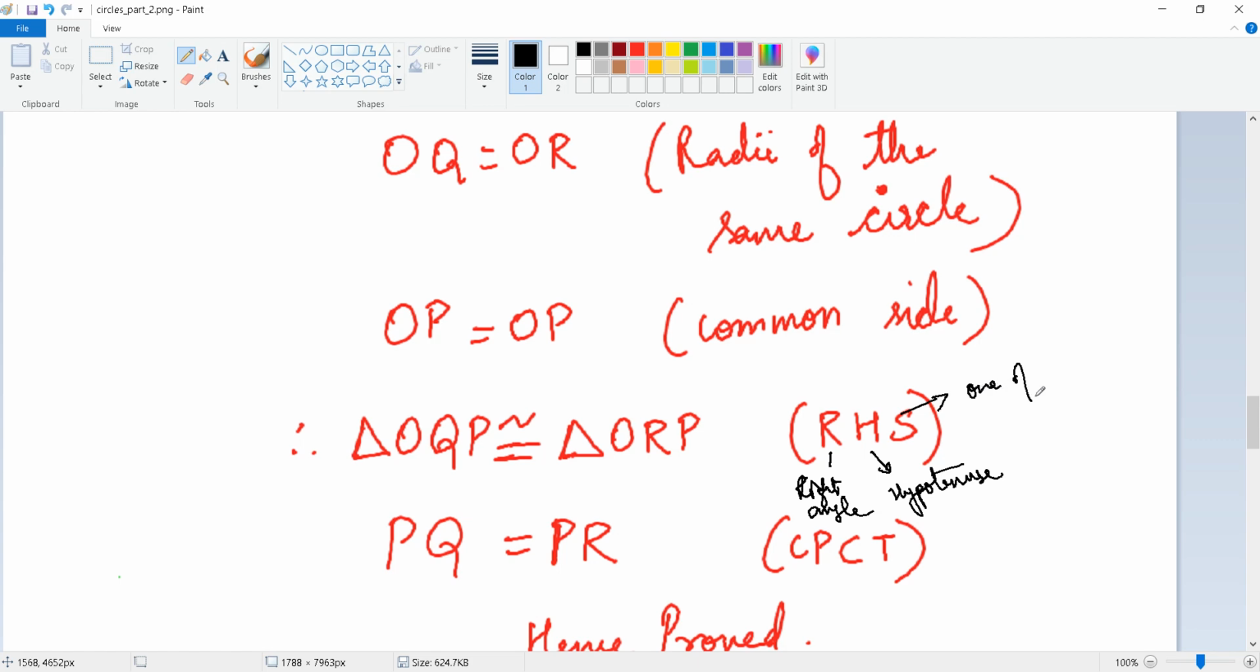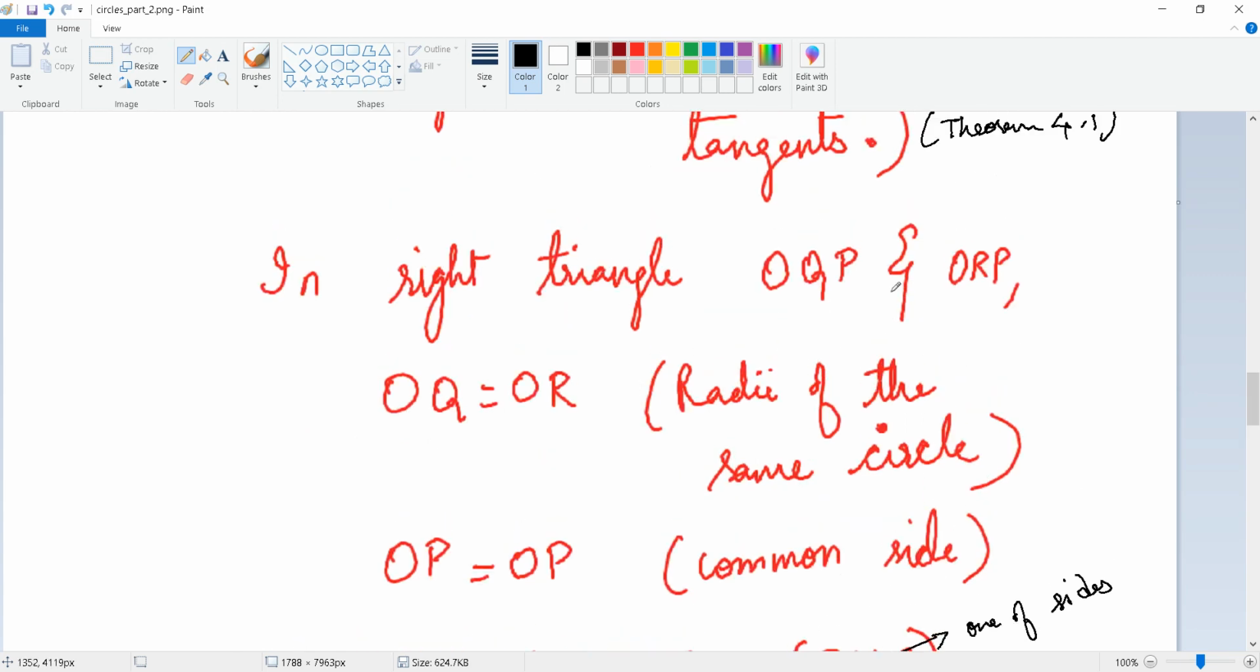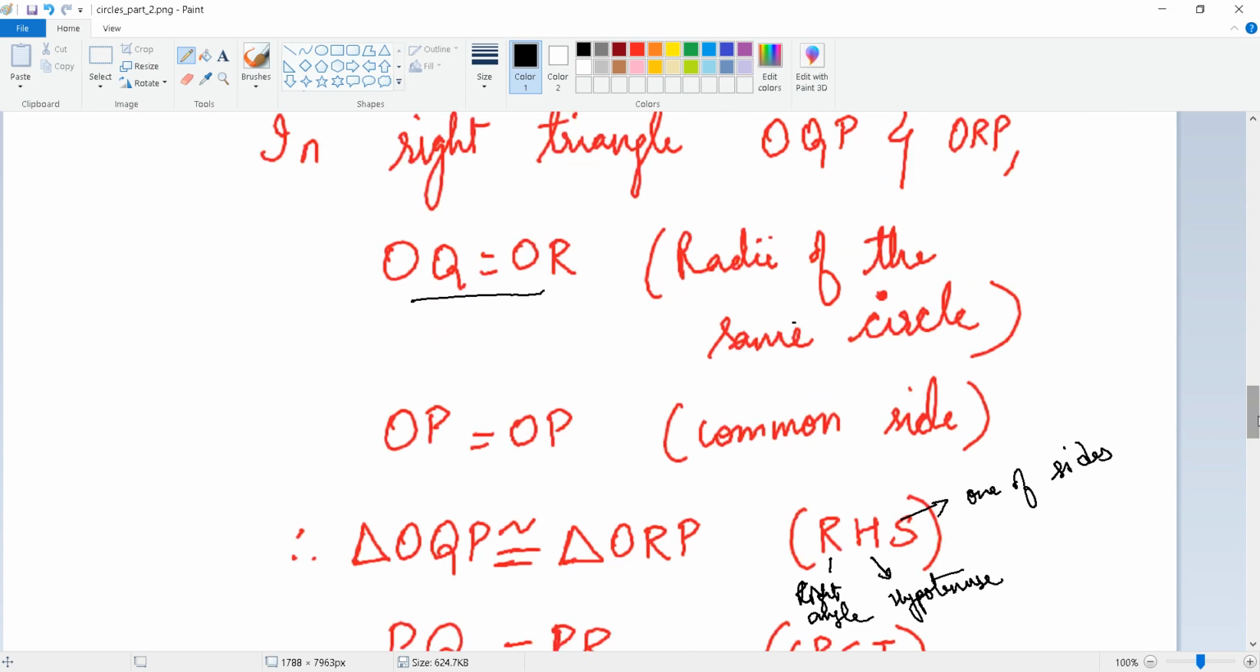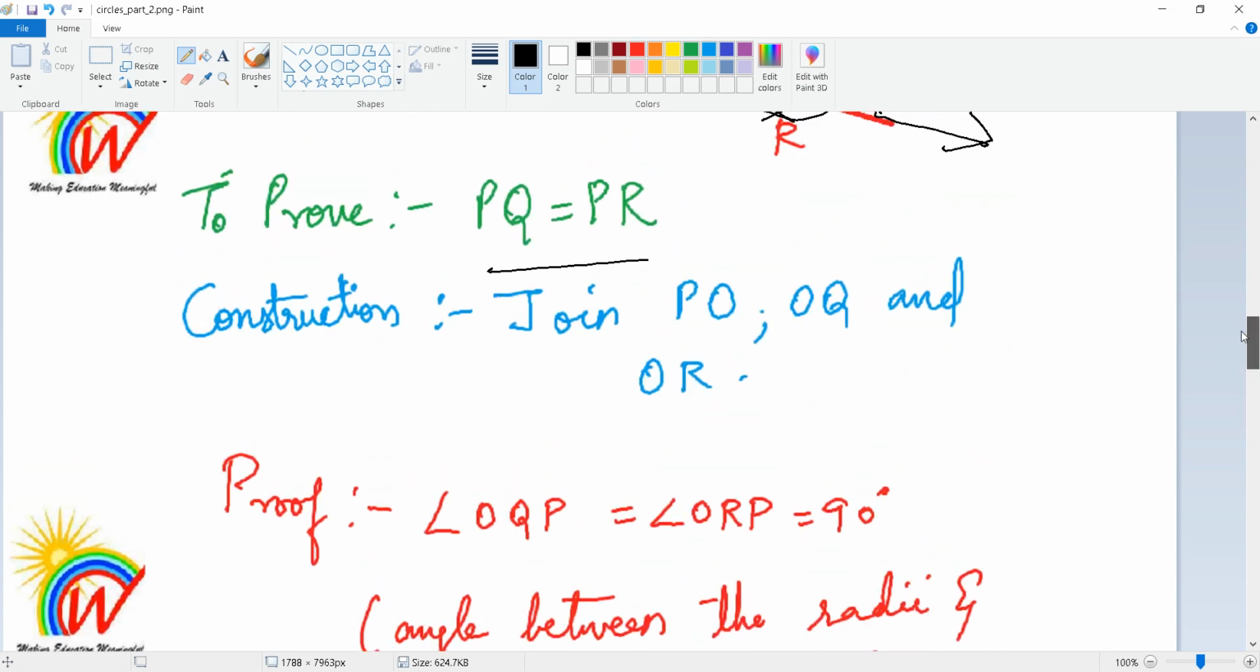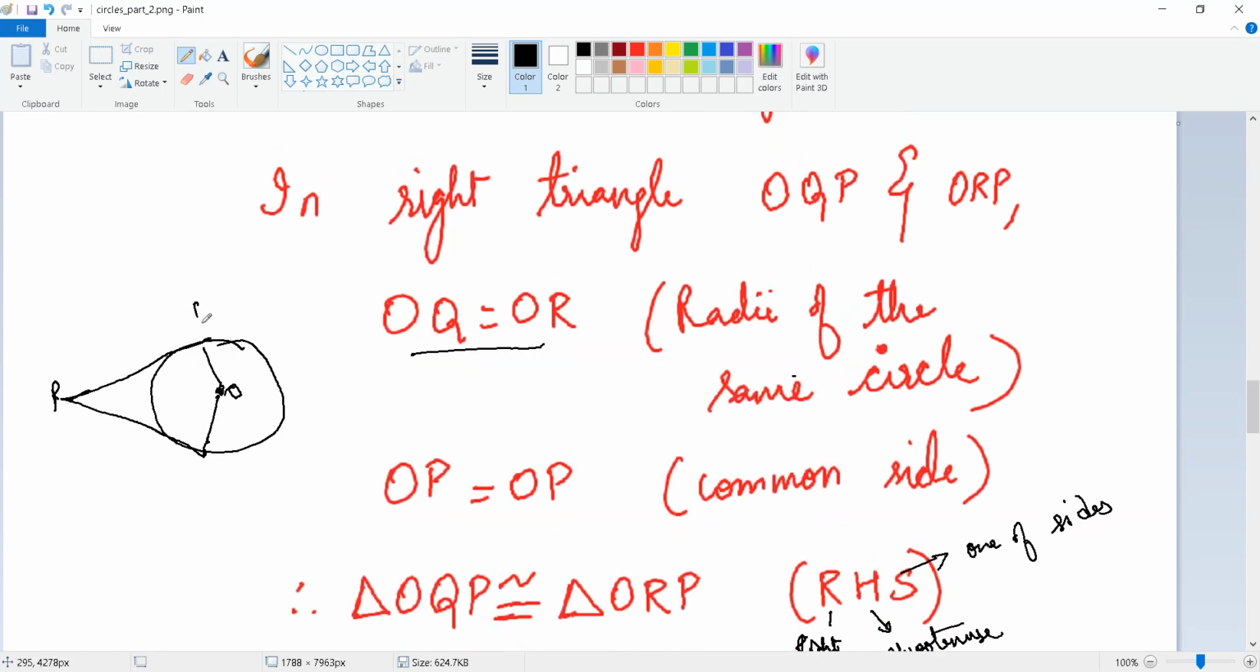So in these two right triangles, what do we get? We get OQ equals OR, since they are radii of the same circle, and OP equals OP, which is common. I will just draw it over here, because it's difficult to scroll up and down. This is P, this is O, and over here you have Q and R. This is Q and this is R.